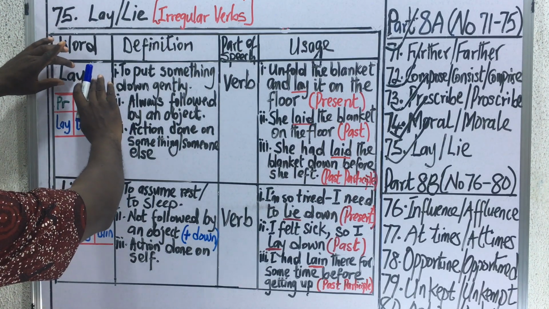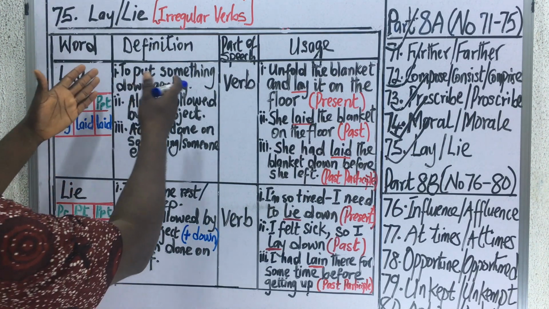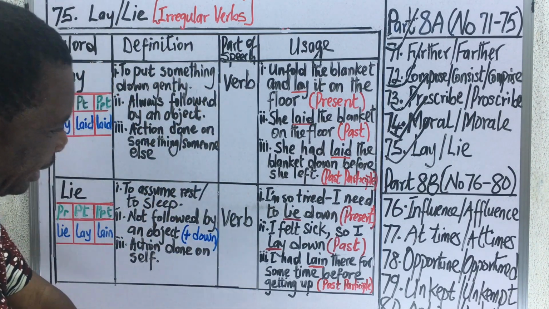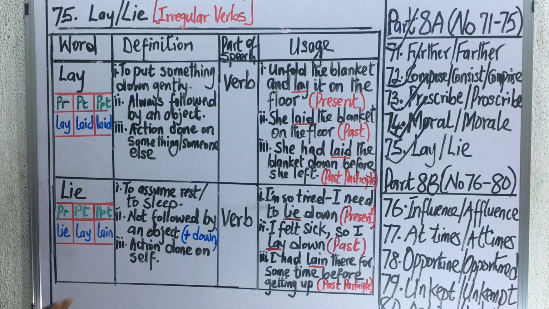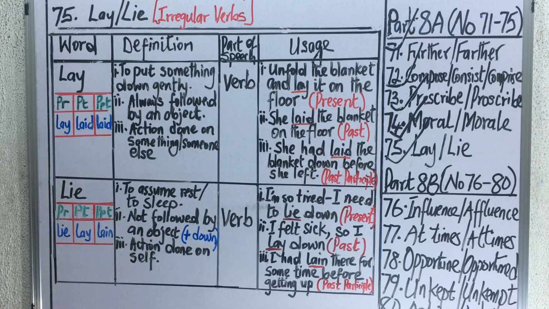For the first one, you have lay. What's the meaning of this word? Lay. This word means to put something down gently. That is, to rest something on a surface. That's the meaning of lay. And it is an irregular verb.